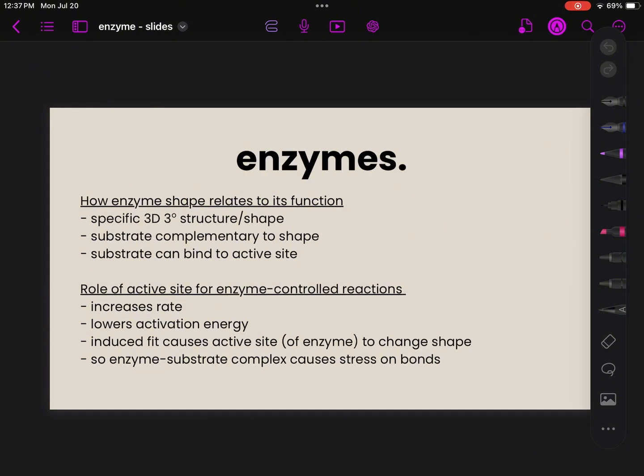Now let's look at the roles of certain structures within this topic. The role of active sites within enzyme-controlled reactions includes increasing the rate of reaction by lowering the activation energy. The induced fit effect causes the active site of an enzyme to change shape, so enzyme-substrate complexes cause stress on the bonds within the substrate.